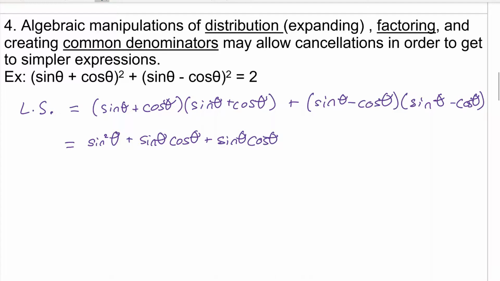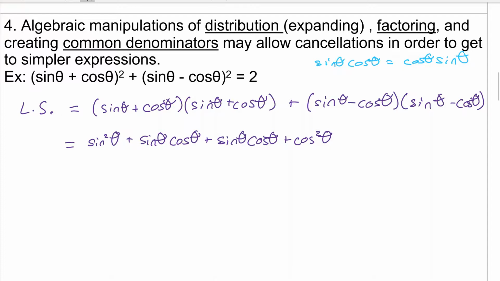Just a side note, sine theta cos theta is the same thing as cos theta sine theta, right? It doesn't really matter if you're multiplying 2 times 3 or 3 times 2. They both end up equaling 6. So the same idea is over here. If you're multiplying sine by cos, that's the same as having cos times sine. Doesn't matter which one's first. And then cos theta times cos theta is cos squared theta.